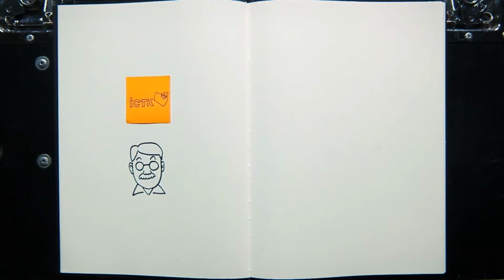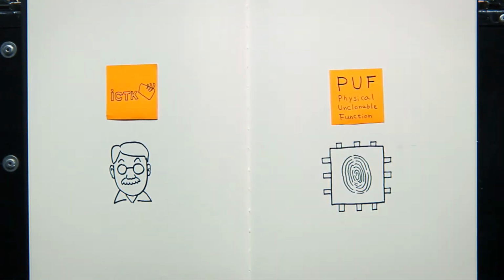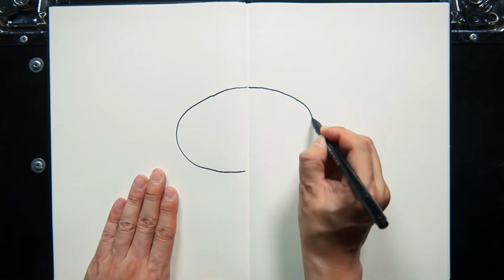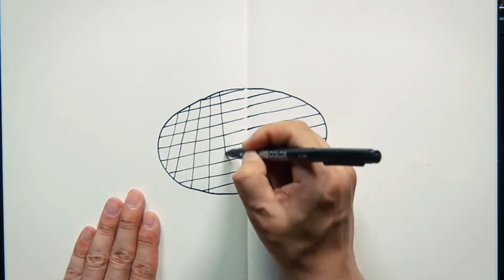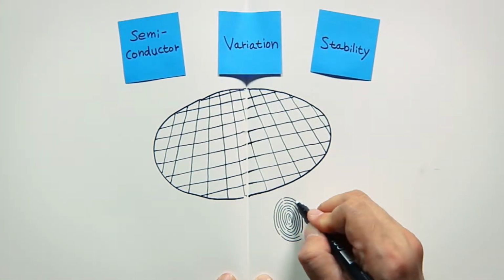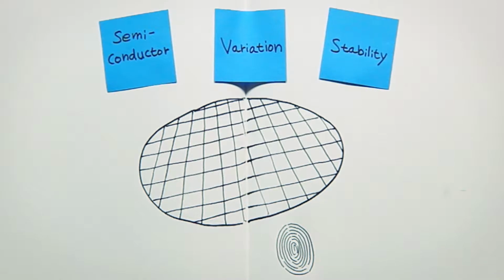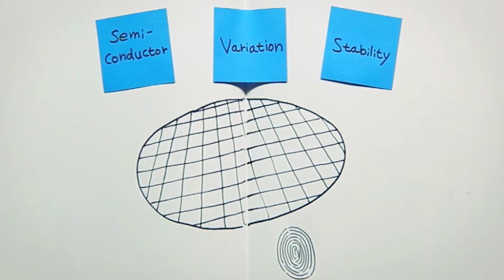ICTK has invented PUF, physical unclonable function, or digital fingerprints for machines that are impossible to clone. We utilize inevitable variables during the semiconductor manufacturing process by freezing the value as a natural fingerprint. Therefore, the semiconductor is born with its unique fingerprint during the manufacturing process.